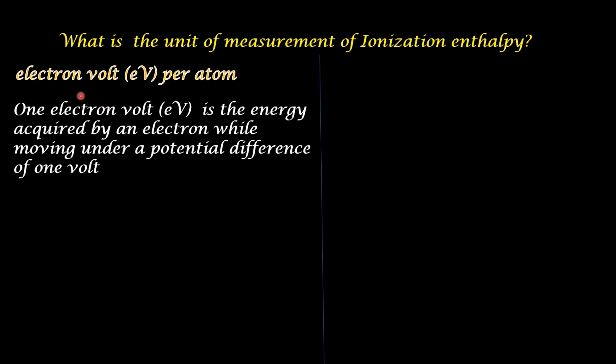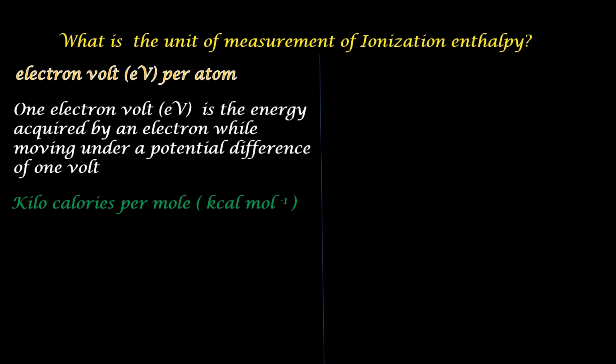That energy is equal to 1 electron volt. Determining this ionization enthalpy per atom, that is for one atom, will be very tedious. It is easier to measure and express this quantity in kilocalories or kilojoules per mole. First, let us consider kilocalories per mole.